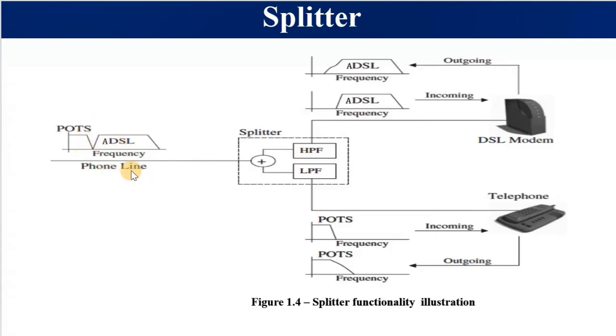So these two signals, when they get to this point, the ADSL signal is going to go in this direction, while the voice signal is going to go in this direction. We are saying the low-pass filter allows low-frequency signals, 0 to 4 kilohertz, to pass through, and they are processed by this analog telephone receiver.